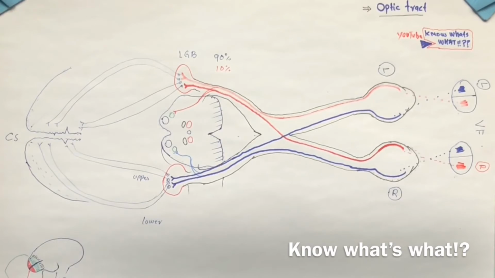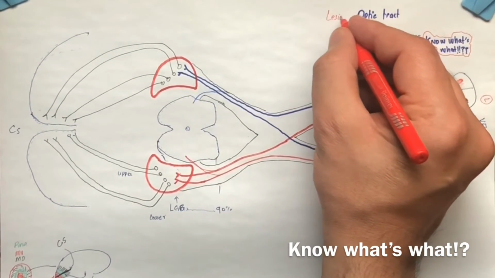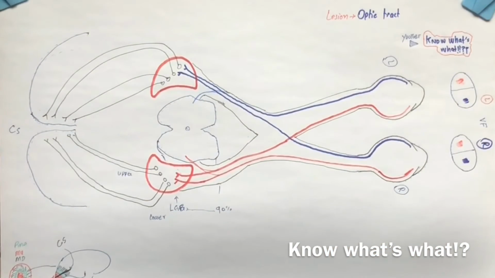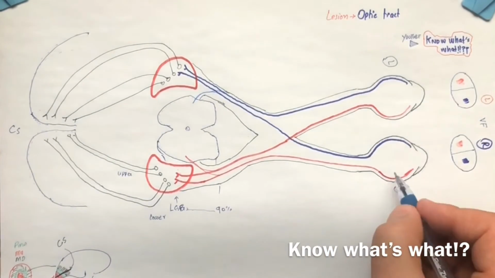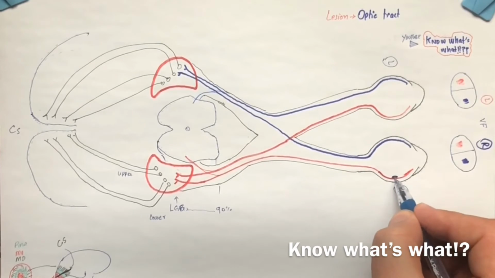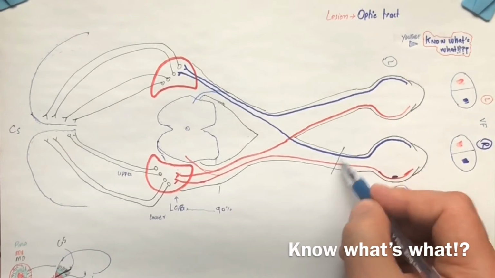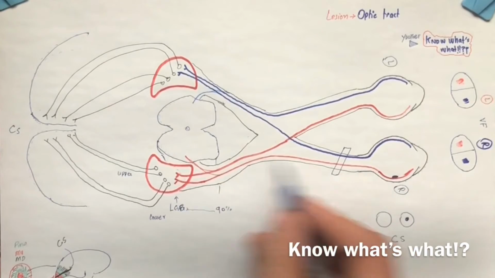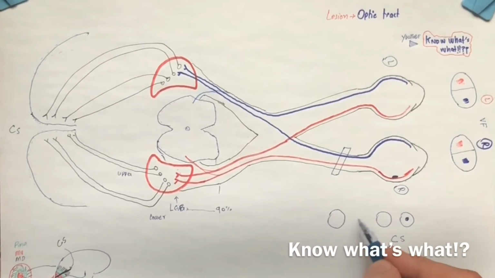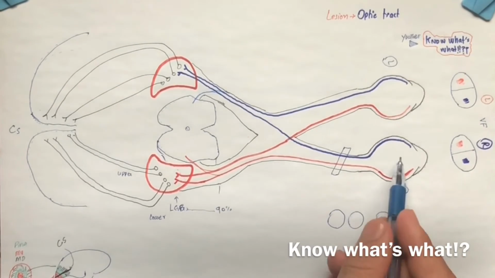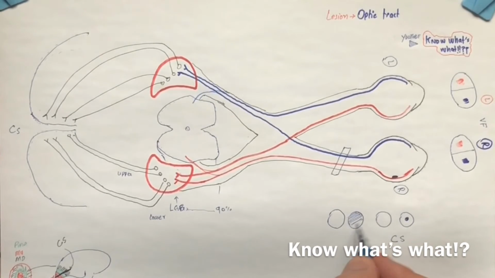Now let's look at the lesions of the optic tract. So there are different lesions in the optic tract. Now, if there is a lesion in the retina, you will have a blind spot in your visual field here, and it's called the central scotoma. Now, in this lesion, the nasal and the temporal fibers are blocked from this eye, so you will have monocular visual loss in the right eye.